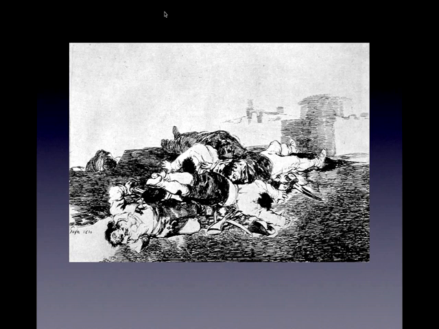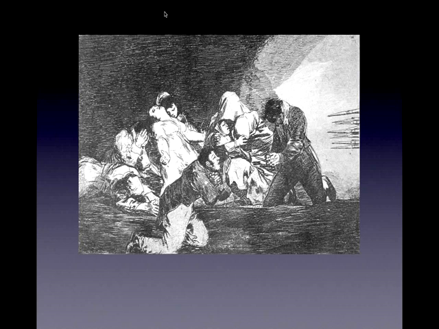Goya gave titles to all of the etchings. I think the one that is the most stirring is the one where he says, "And this I saw." So he wants you to know, I'm not making this up.